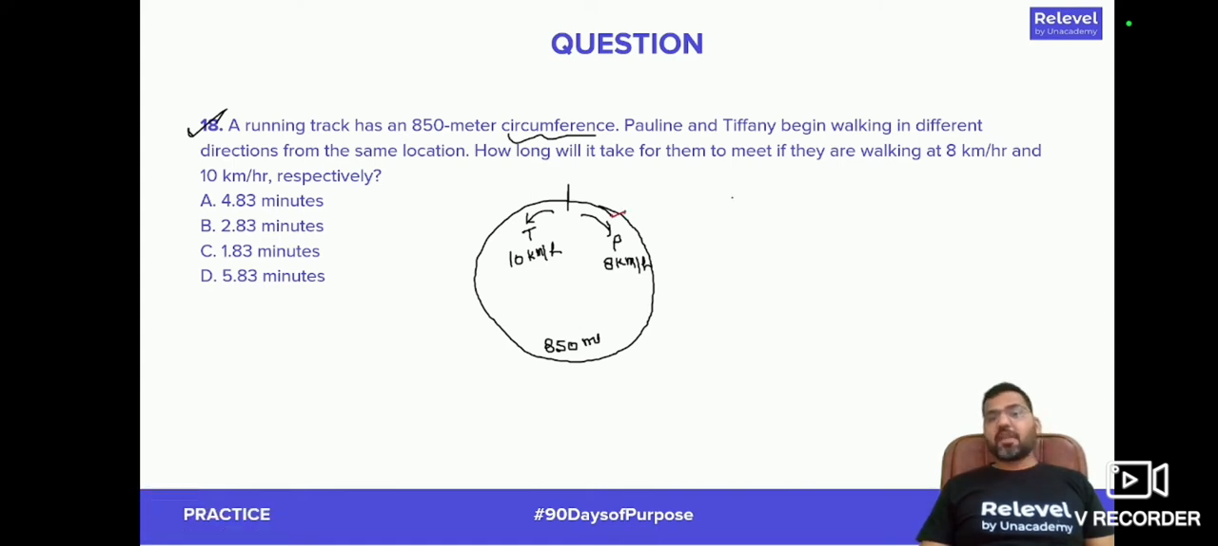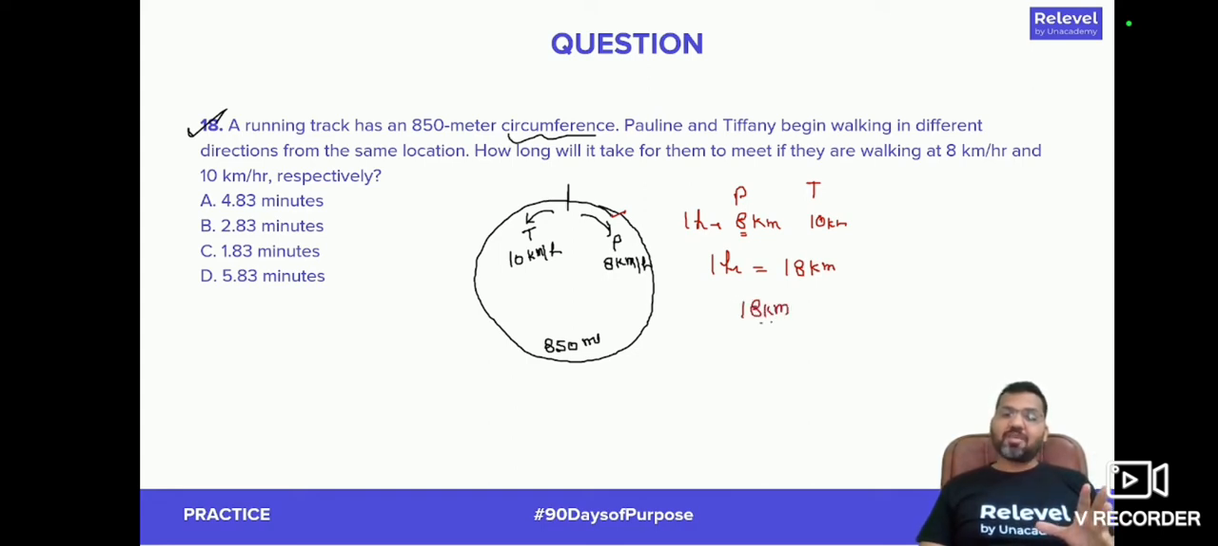In 1 hour, the distance traveled by Pauline will be 8 km, and in 1 hour the distance traveled by Tiffany would be 10 km. So in one hour the total distance traveled by both of them is 18 km. So both of them are basically running towards each other at a speed of 18 km per hour. And both of them have to cover a distance of 850 meters to meet.